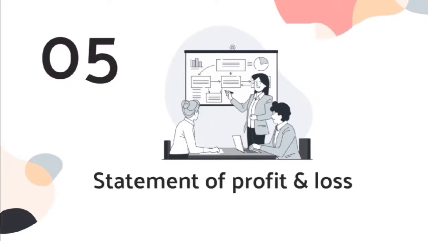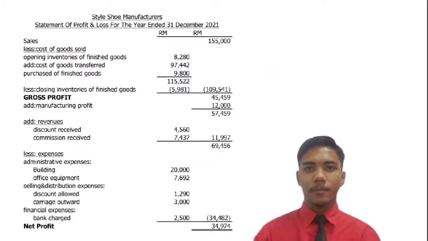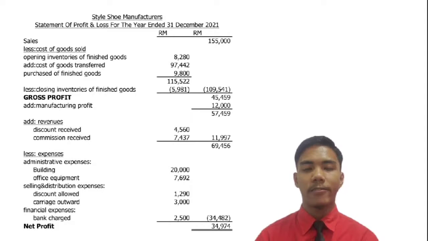Statement of profit and loss. Moving on to the statement of profit and loss. We need to subtract the cost of goods sold from sales, and then we will get the gross profit amounting to 45,459 ringgit. And then we need to add manufacturing profit and also revenue, which includes discount received and commission received.